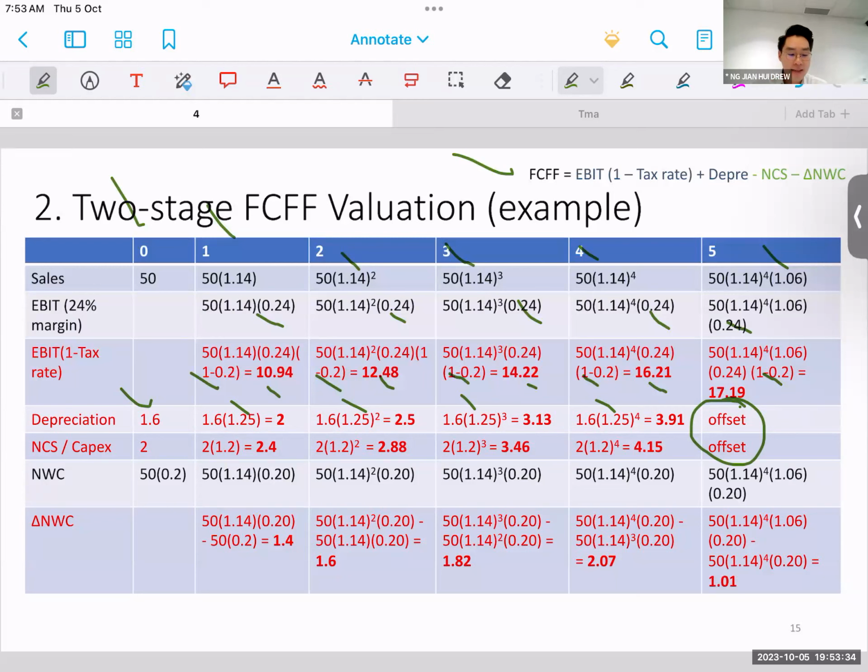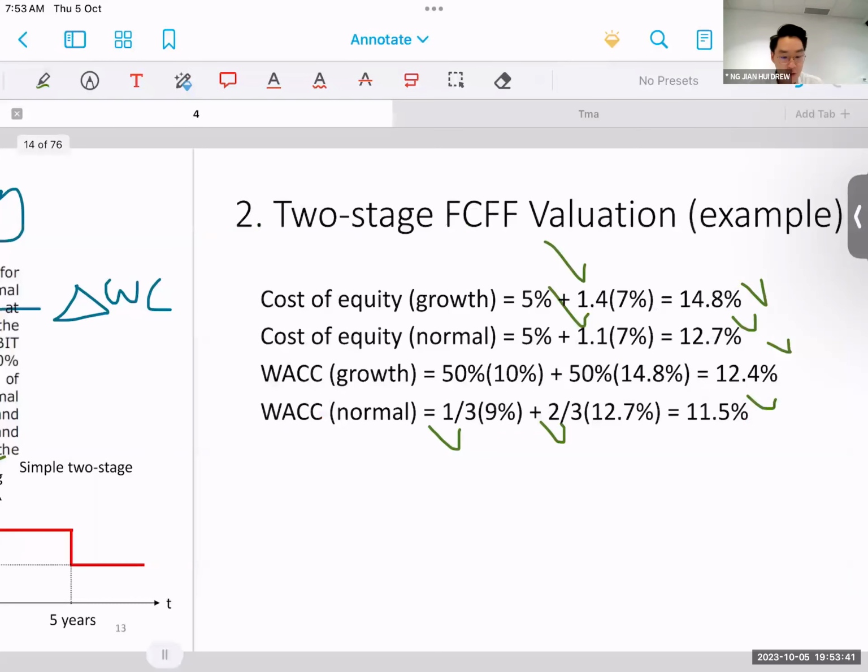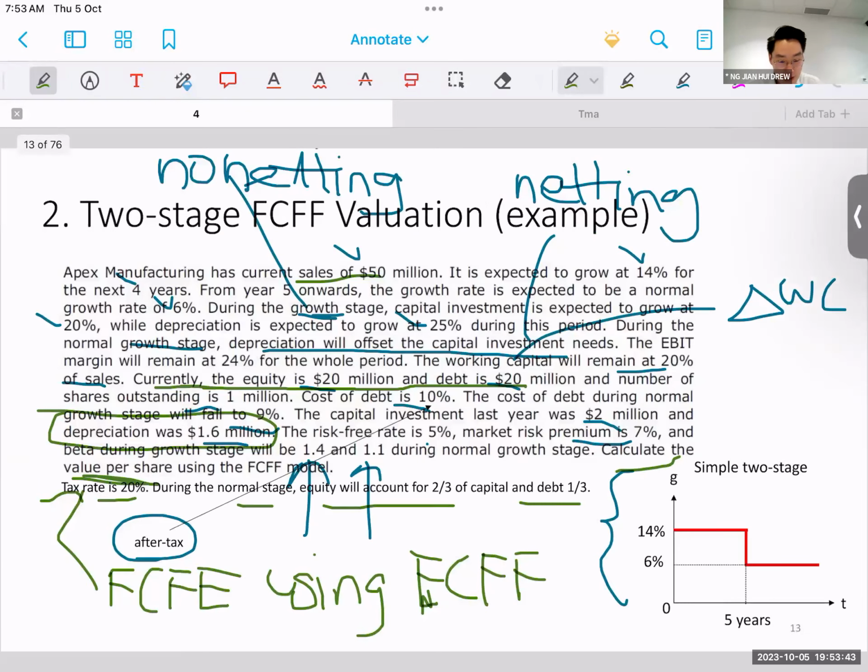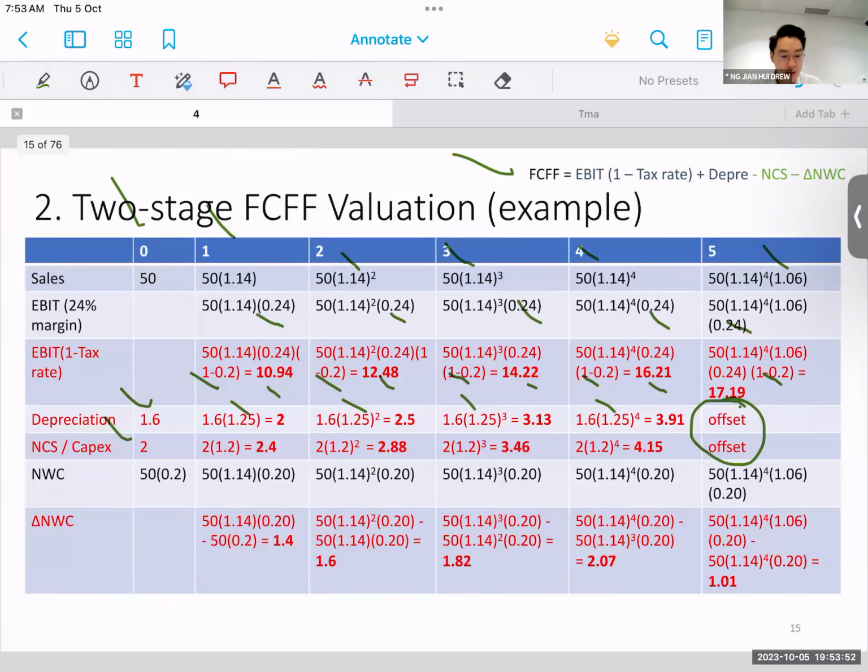We know that the net capital spend is given at 2 million. Let's just flip back quickly to confirm. Capital investment was at 2 million. So we know that net capital spend grows at 20%, so 20%, 20%, 20%, 20%. And we know that at normal growth, offsetting happens. So here is offset.